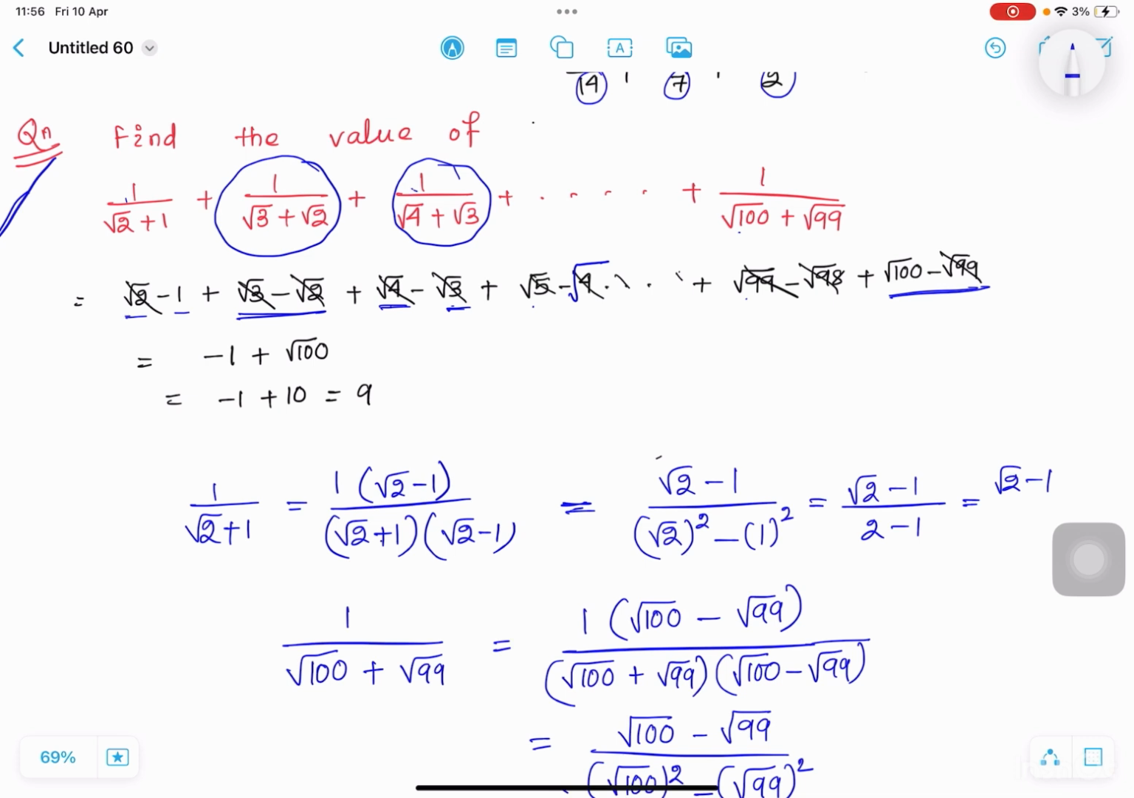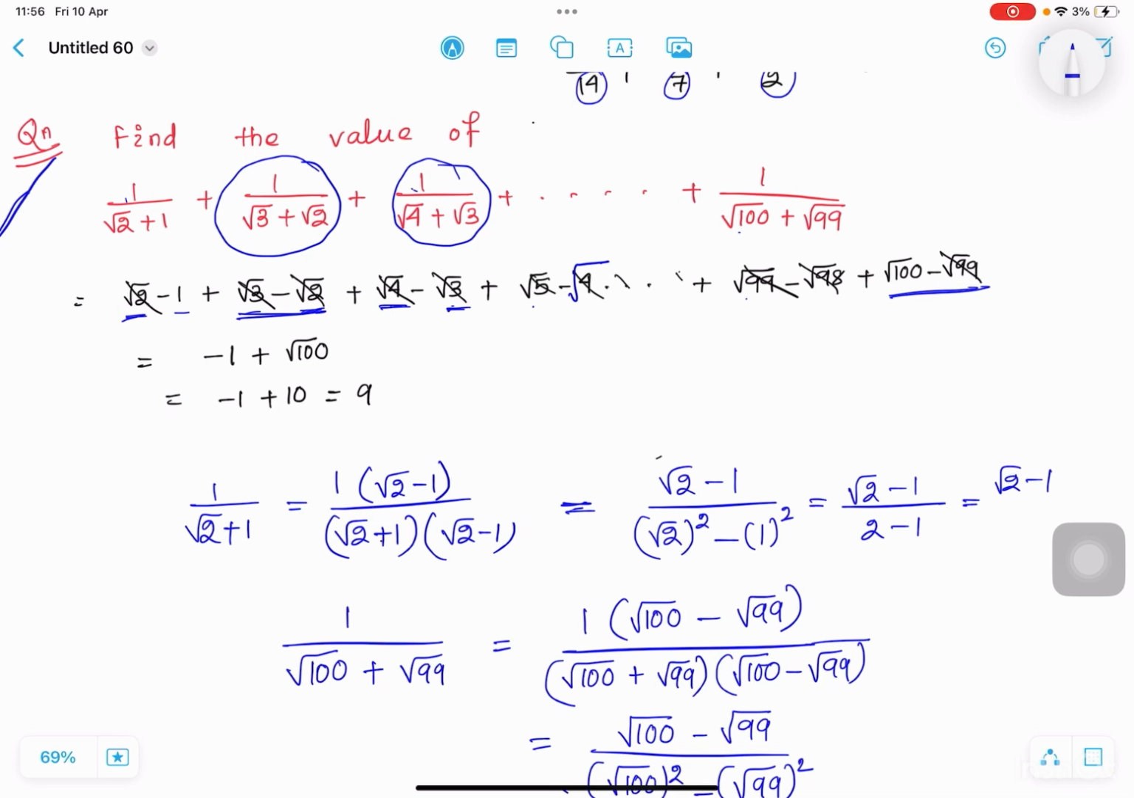If we cancel, plus root 2 minus root 2 cancel, plus root 3 minus root 3, plus root 4 minus root 4. So likewise everything will be cancelled. Here it will be minus 1 plus root 100. So minus 1 plus 10, that will be 9.